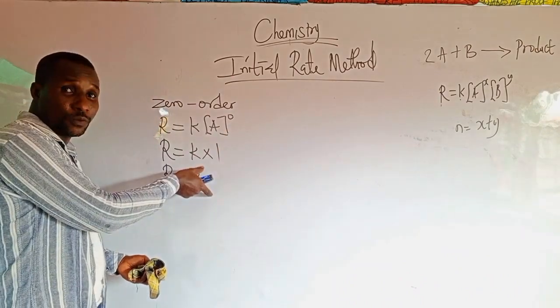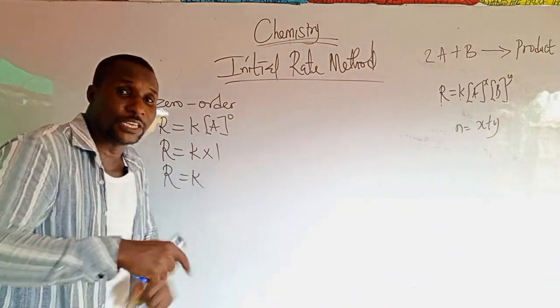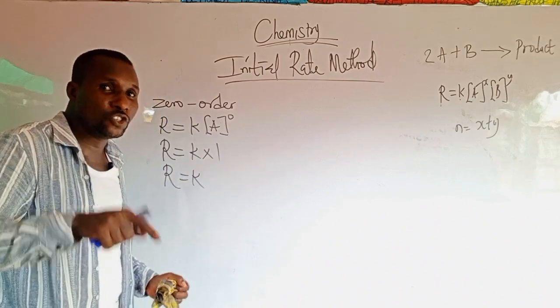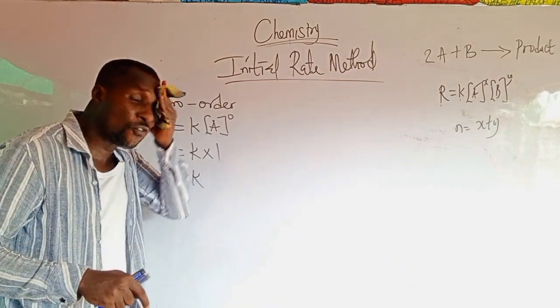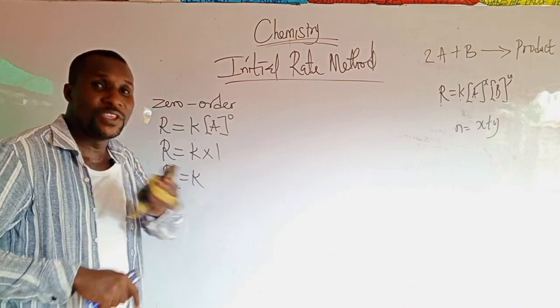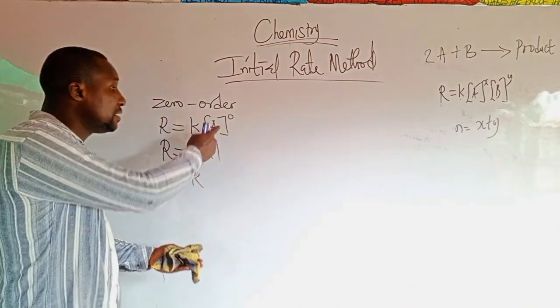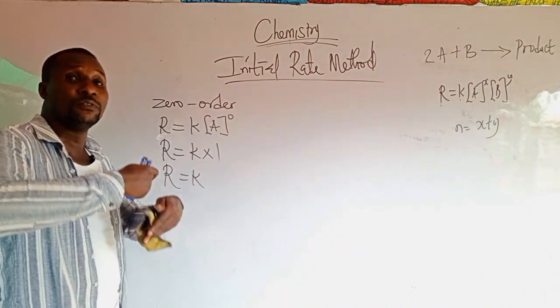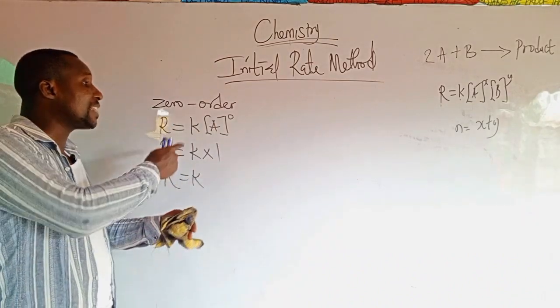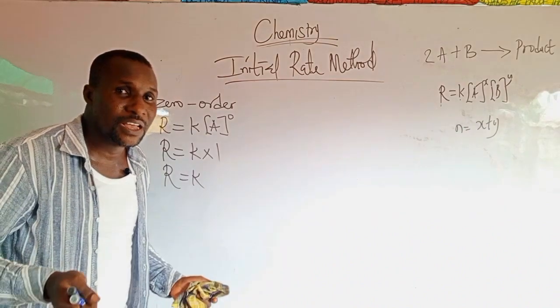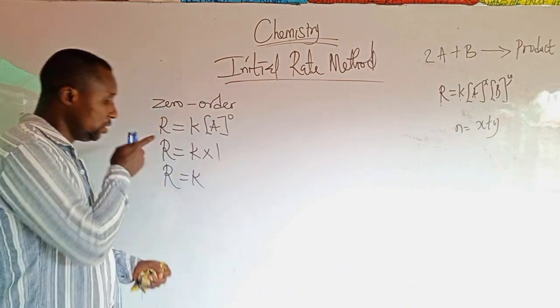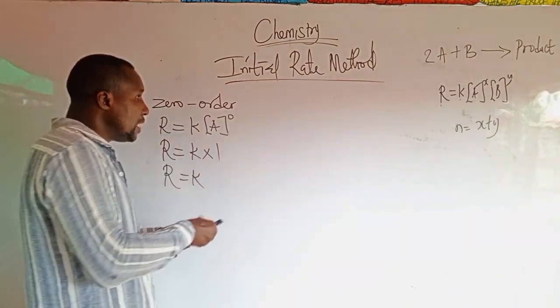There's no concentration. That means an increase in concentration in zero order does not affect the rate of reaction. If you double or triple the concentration of reactant A in zero order, it does not affect the rate of reaction.